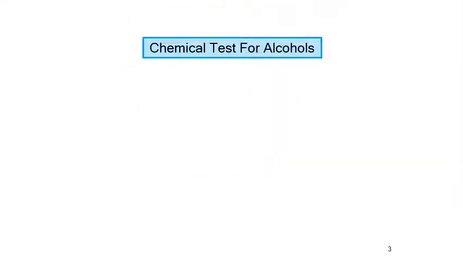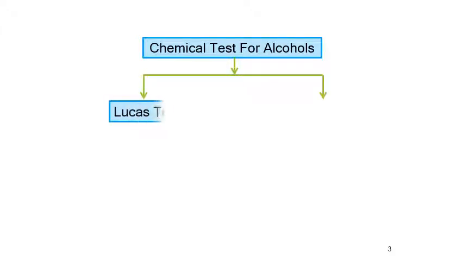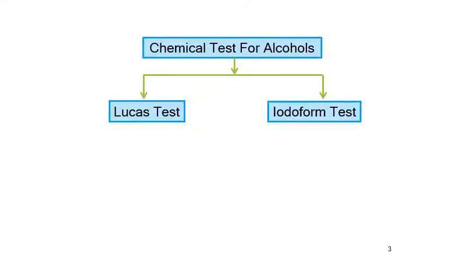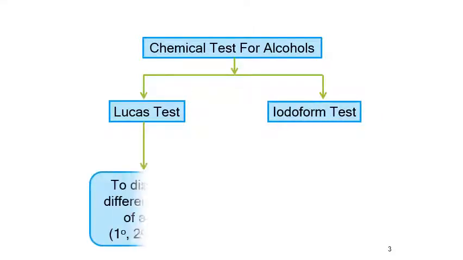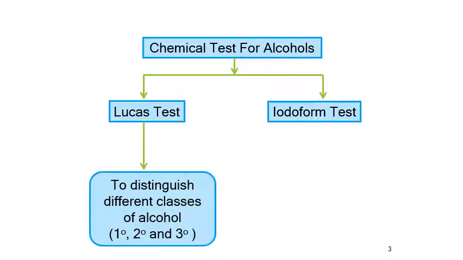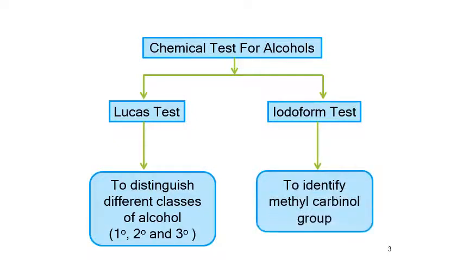Chemical test for alcohol. There are two tests. The first is Lucas test. The second one is iodoform test. The function of Lucas test is to distinguish different classes of alcohol, either primary, secondary, or tertiary. For iodoform test, the function is to identify the methyl carbinol group.